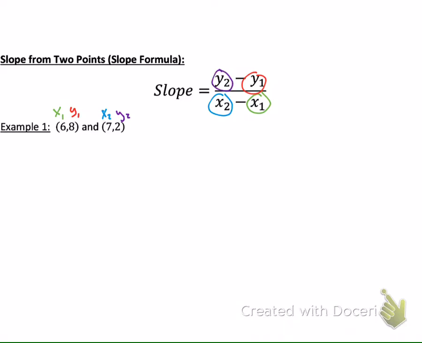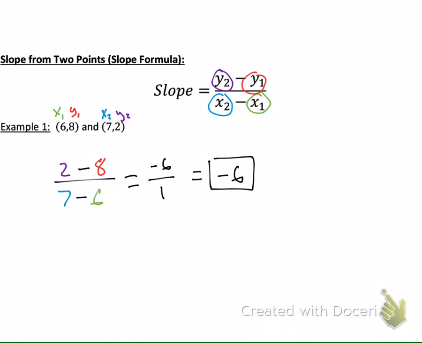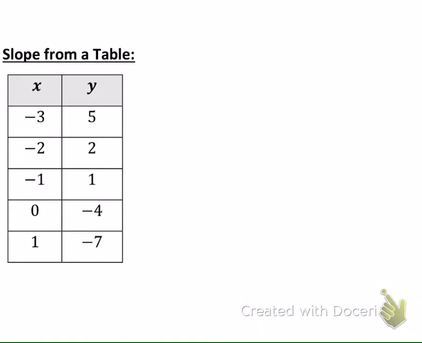Let's just plug things in. So I need y2 first. In this case, it's 2. I'm going to subtract it with our y1, which is 8, divided by, on the bottom, our x2, 7. Then I'm going to subtract it with our x1, 6, and do the math out. So 2 minus 8 would give us negative 6. 7 minus 6 would give us 1. If I divide those out, dividing by 1 really leaves the value the same. Okay, so our slope is negative 6. That's the slope formula.